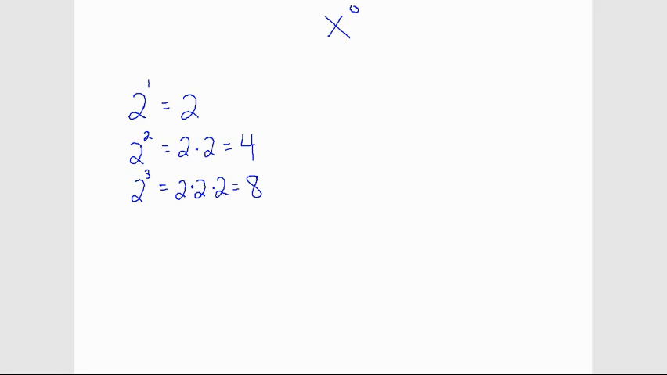Well, let's look at what we do know about exponents. Let's write an expression. I'm just going to use a base of 2. Let's say 2 to the 1st. Well, anything to the 1st power is itself. That's just 2. 2 squared. Well, that's 2 times 2, which is 4. Okay. Do one more. 2 cubed is 2 times 2 times 2. This would be 8. And notice each time we're multiplying by 2.